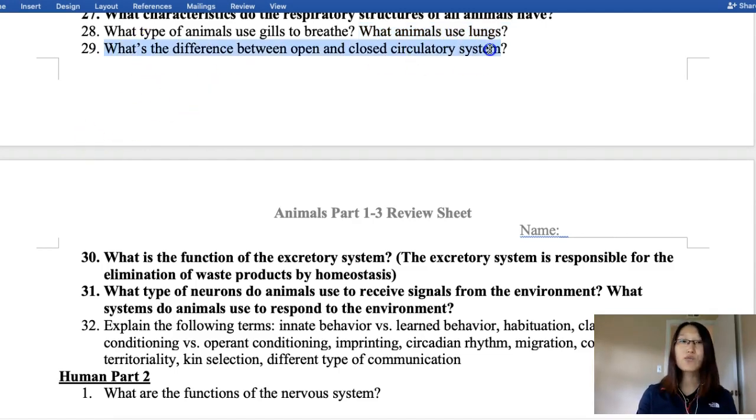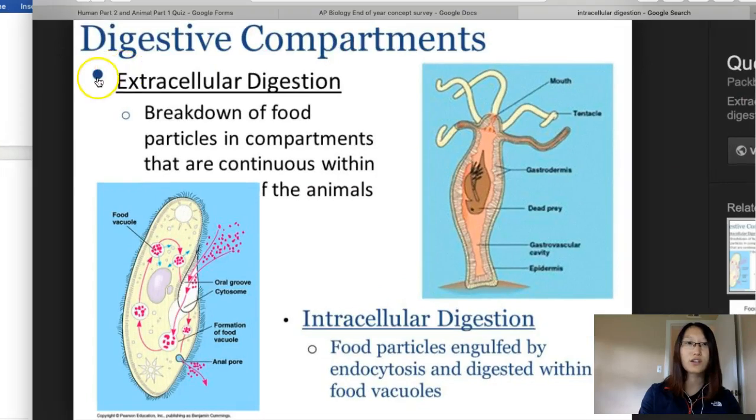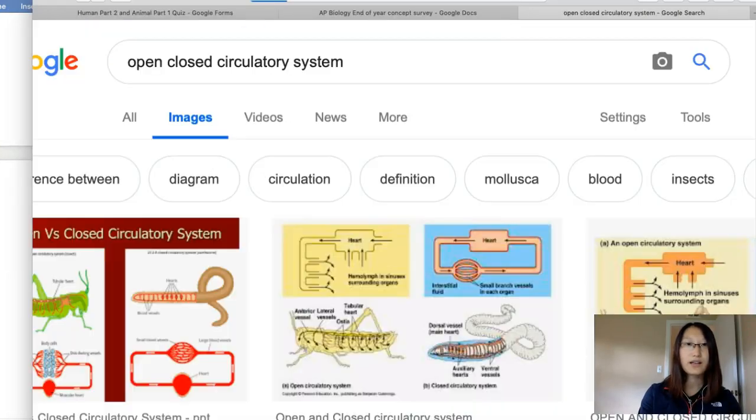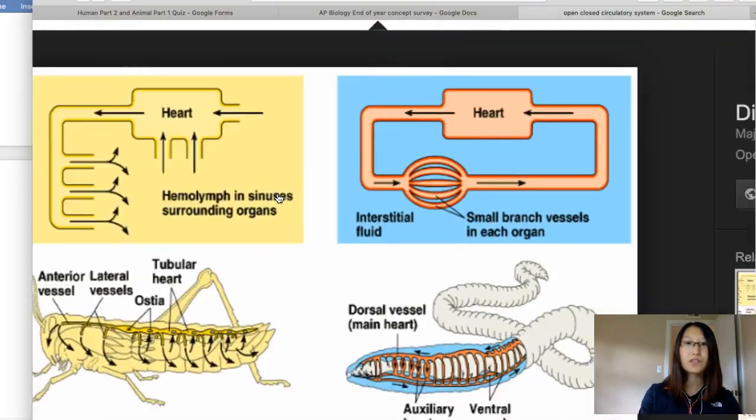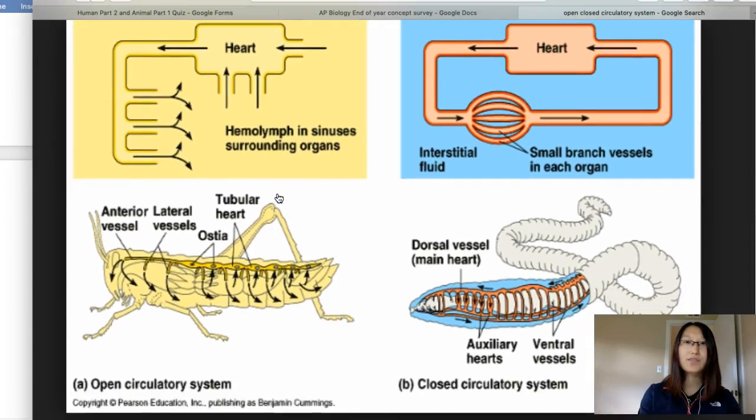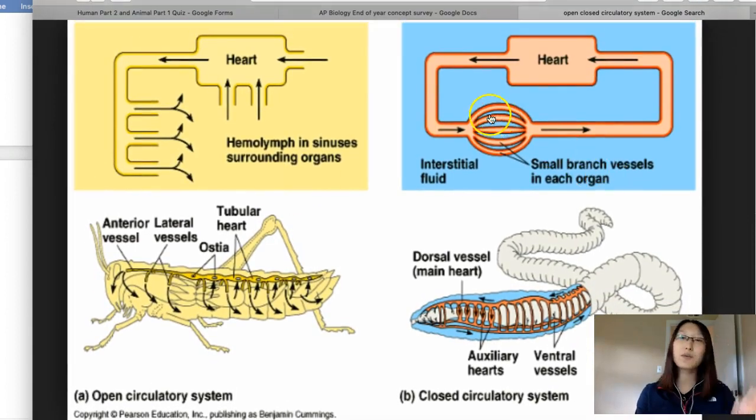Okay. The next one is, what is the difference between open and closed circulatory systems? So this is one that I had right here. We've seen this picture in class before, and let's talk about this closed circulatory system. This is what we have. So we have a heart, and there's a point of exit where there's a little tube leading the blood out of the heart, and then there are a bunch of other tubes eventually leading the blood back to the heart.